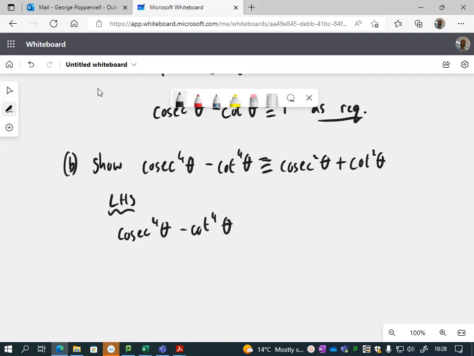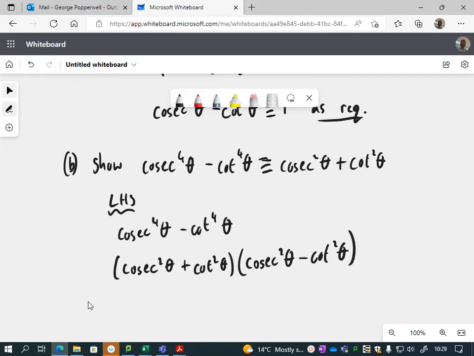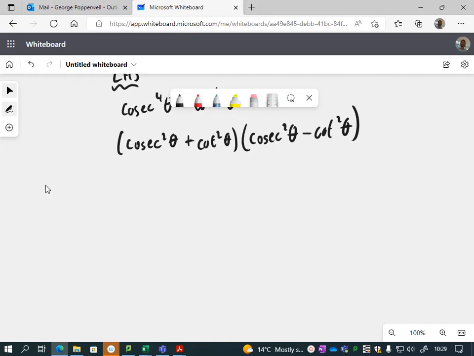Now I'm just looking at this and going, well, what can I do with it? Well, it actually factorizes, the difference of two squares, something to spot. So if I rewrite it using that fact, I get cosec squared theta plus cot squared theta, that's quite useful, looking at what I'm trying to turn it into, multiplied by cosec squared theta minus cot squared theta. Now, if you look at this and you look at your part A, that right-hand bracket you've already shown for your part A is always equal to 1.